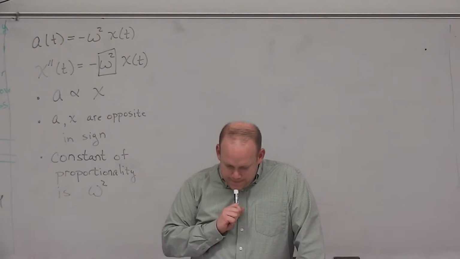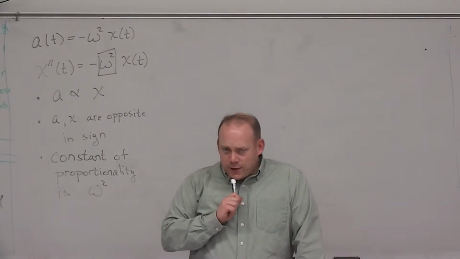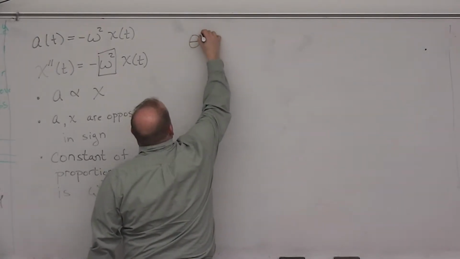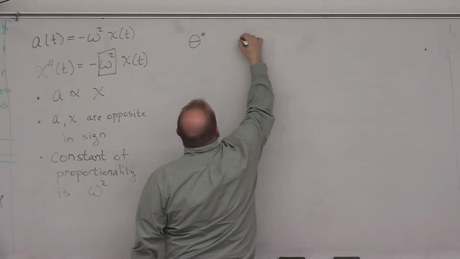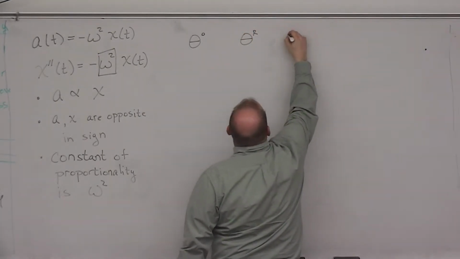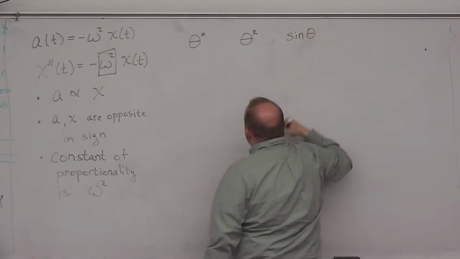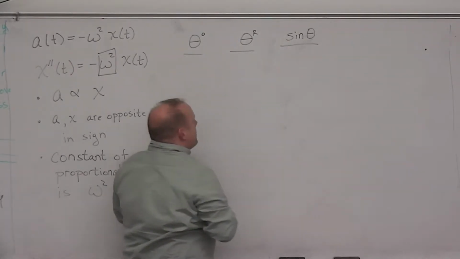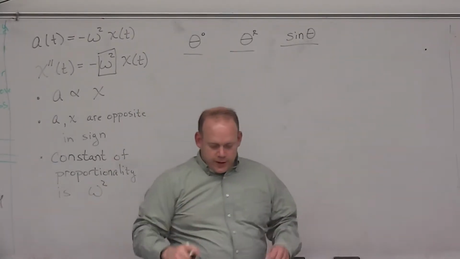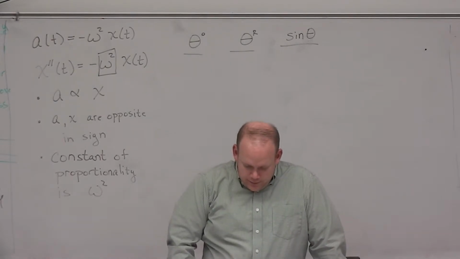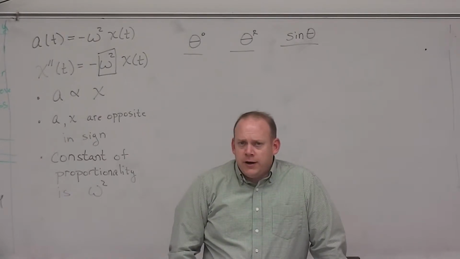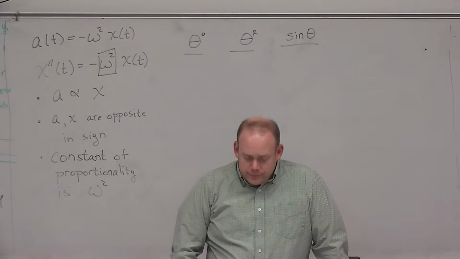Another thing I want to take a look at is what's called the small angle approximation. So now, I'm going to make a column of theta in degrees, theta in radians, and sine of theta. It honestly doesn't matter which one I do, because I'm going to get the same result. The only reason why I put the degrees in there is that you have a better, more intuitive feel for degrees.